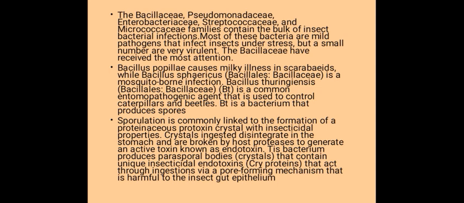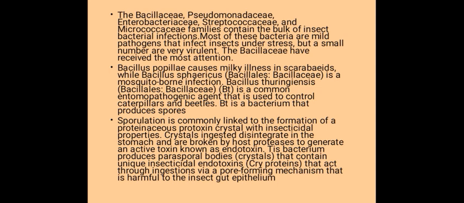Bacillus popilliae causes milky disease in scarabs, while Bacillus sphaericus is a mosquito pathogen. Bacillus thuringiensis is a common entomopathogenic agent that is used to control caterpillars and beetles. Bt is a bacterium that produces spores. Sporulation is commonly linked to the formation of a proteinaceous protoxin crystal with insecticidal properties.